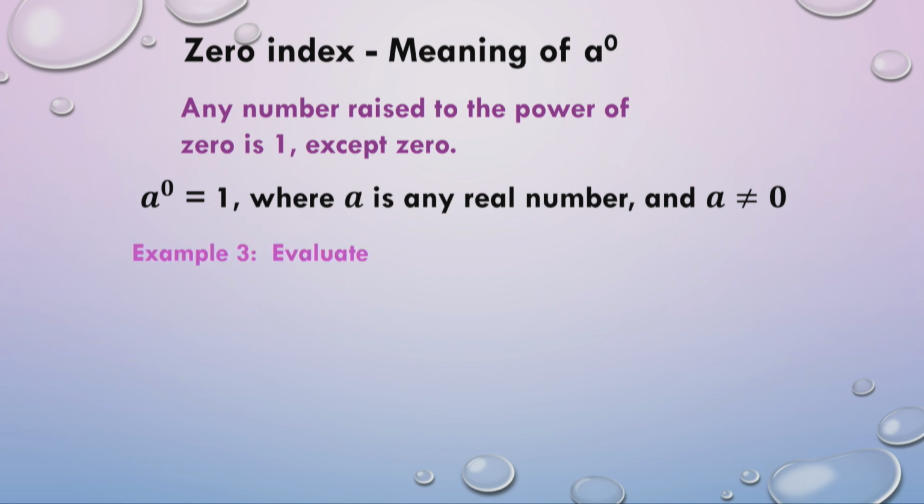Let us take the third example now. Evaluate the following. So 2 to the power of 0 will be 1. Part B, 5 to the power of 0 will give you 1. Part C, 1 over 8 raised to the power of 0 will still give you 1. Part D, p to the power of 0 is equal to 1.